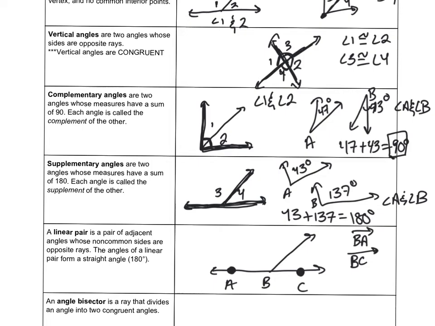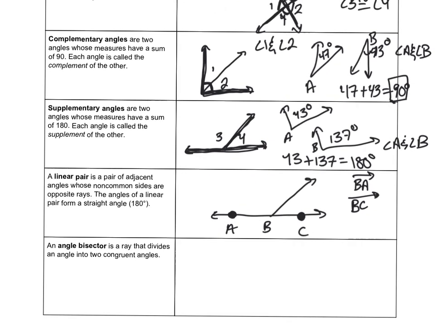Now, the next part is very, very important, because this term is seen a lot in geometry, to be honest with you guys, and it is an angle bisector. When you hear the word bisector, you think of bisect, dividing something, cutting into something. Well, that is true here. An angle bisector is a ray that divides an angle into two congruent angles.